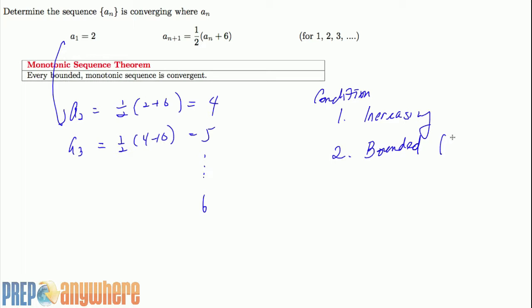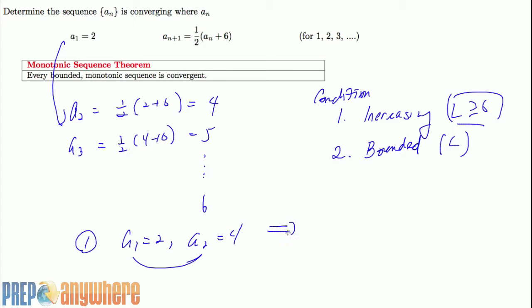But let's just say it's bounded by some number L, and let's say L is greater than or equal to 6. We try a bunch of these and they all seem to be getting 5 point something, very close to 6, so this is a pretty good assumption. Now, the first case, from A1, A2 is equal to 4. This is the initial case. Clearly, both of these conditions are true. It's increasing, true. And is it bounded below 6? Yes, that's also true.